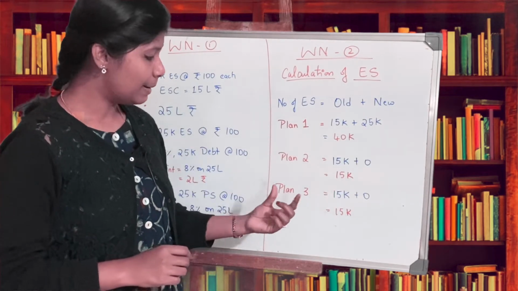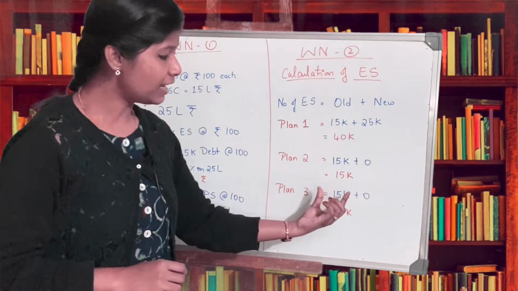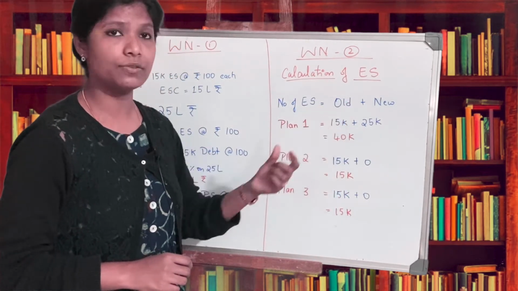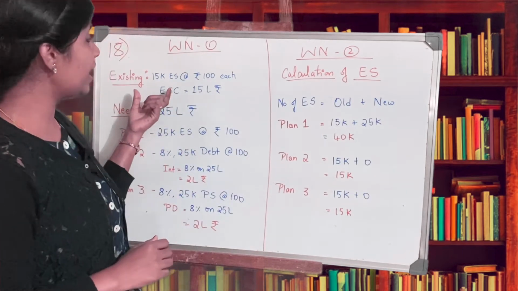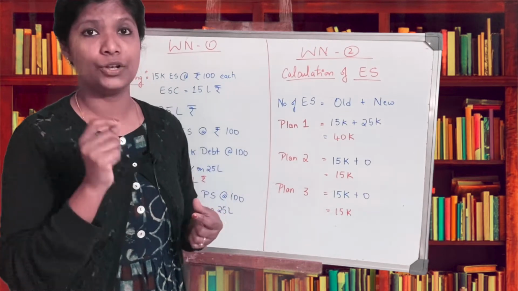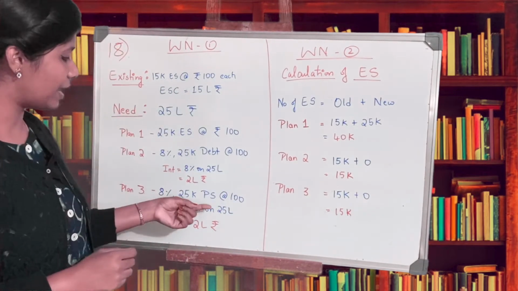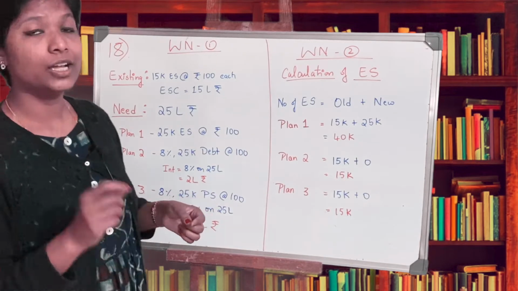Got it? Plan 3. Plan 3 is completely preference. Again old is 15,000 equity shares given in the question, and my new shares are nil or 0. Why? Because even in the third plan, what am I raising? Only preference shares. Don't make a mistake.